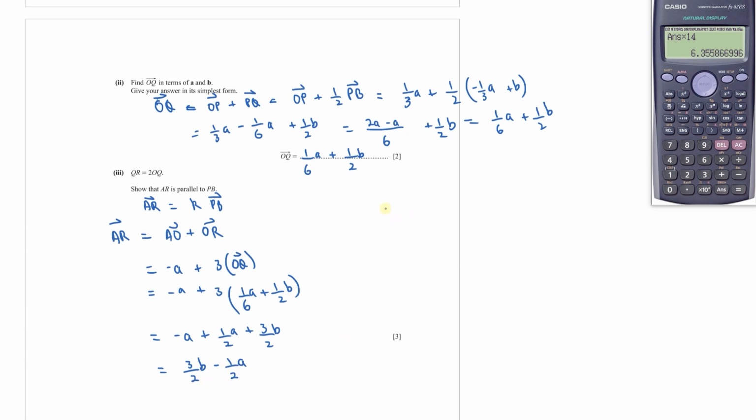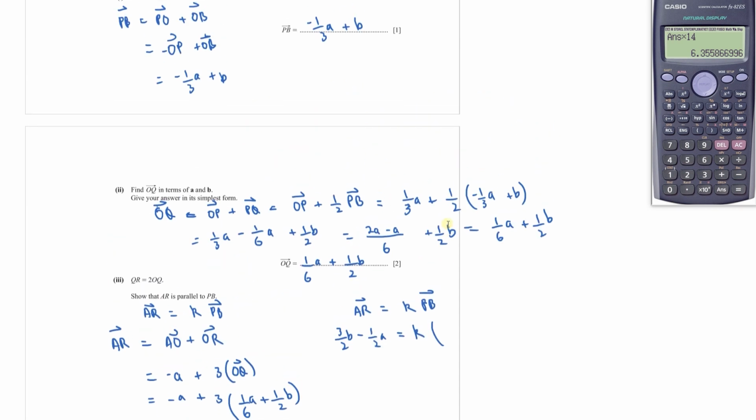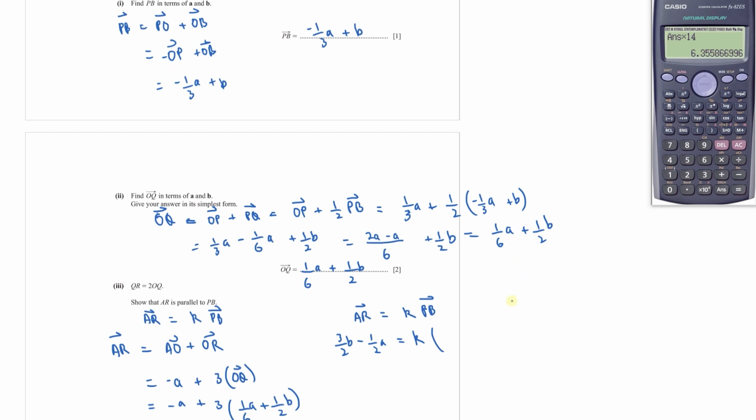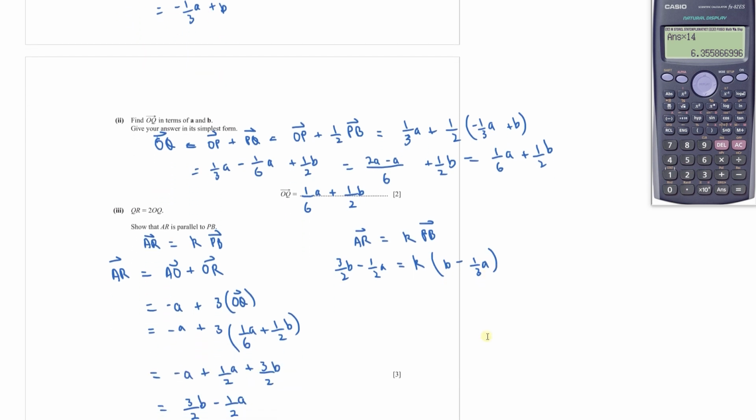Now I have to write AR equals some constant k times PB. So let's substitute the values. AR is this, which is 3 by 2b minus 1 by 2a. And k times PB is what? PB is b minus 1 by 3a. Since I have b first in AR, when writing PB, I wrote b first as well, to make the comparison easier.